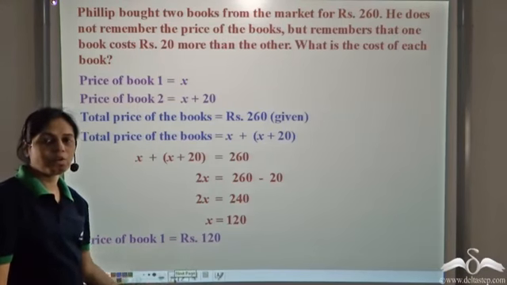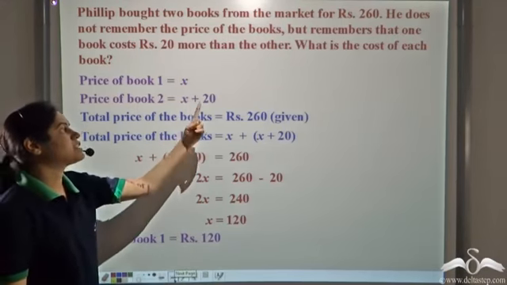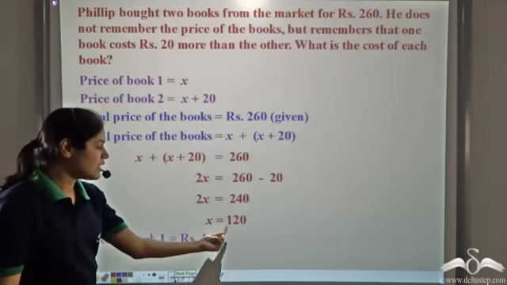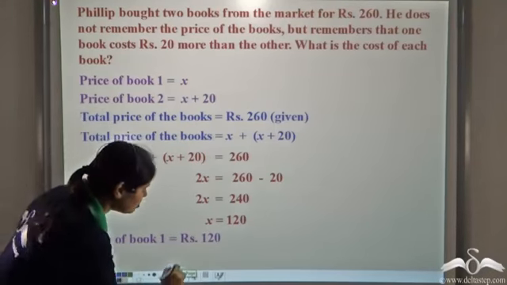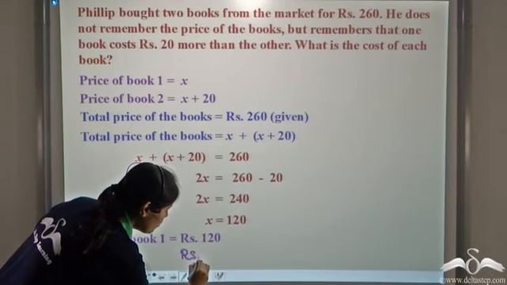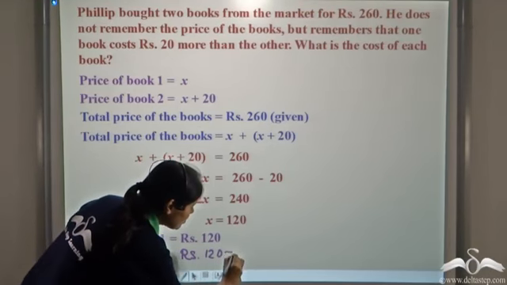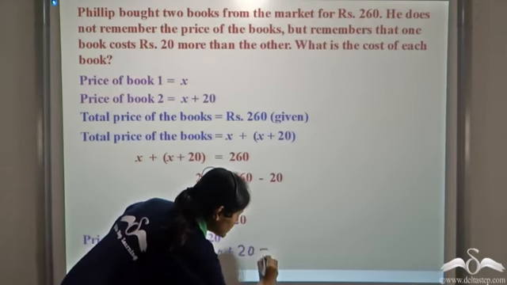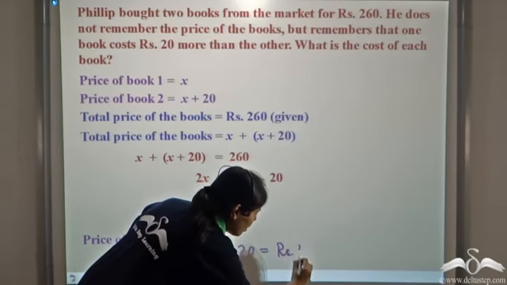What about the other book? The other book is x plus 20. That is 120 plus 20, which is equal to 140.